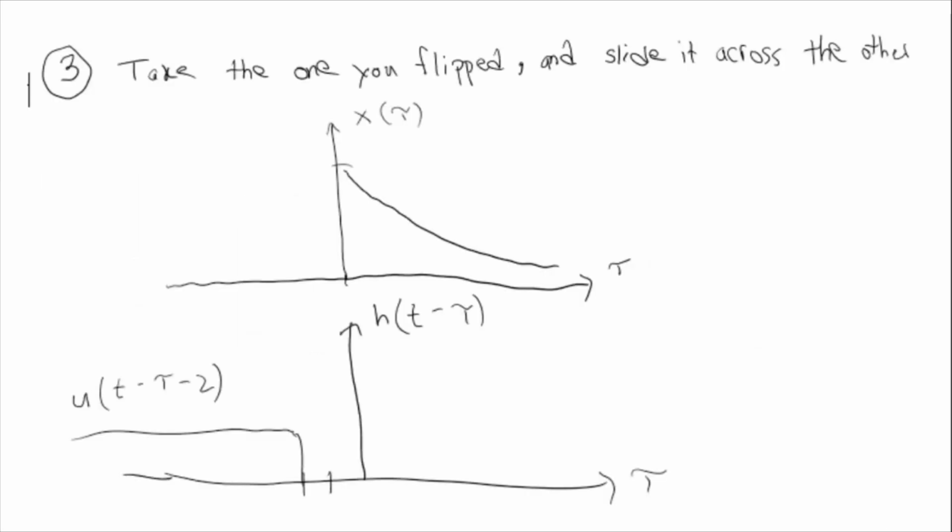The final step is to take the flipped signal and slide it across the other signal. That is what convolution is, visually speaking. We slide one signal across the other one and see what comes out. That is what the t variable is representing, how far h of minus tau is slid across. In this picture here, t equals 0, because the original h of minus tau is not shifted at all.